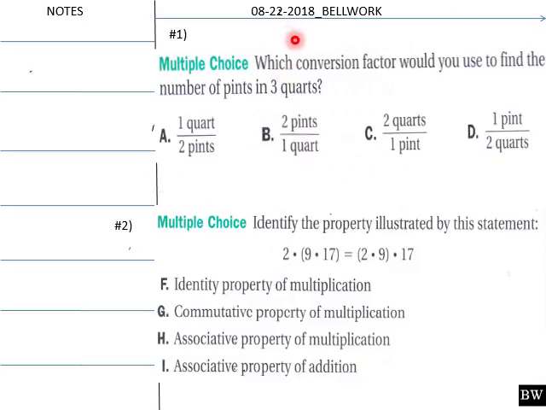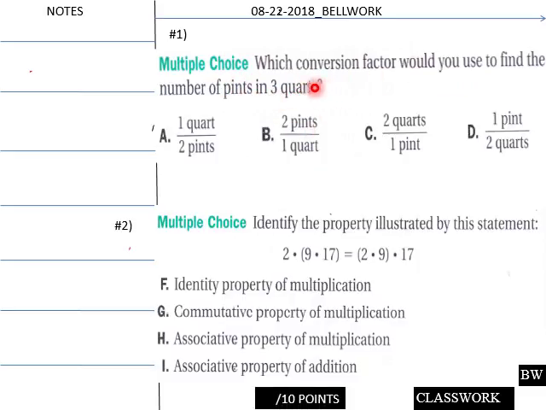Today's bell work, teachers, is unit analysis up here. Which conversion factor would you use to find a number of pints in 3 quarts, students? And then identify the property illustrated by this statement here. What are we doing up here? These are multiple choice, give your students 4 minutes on this.